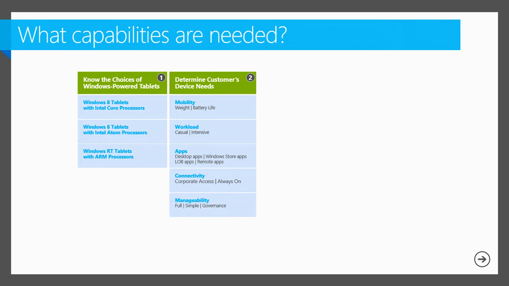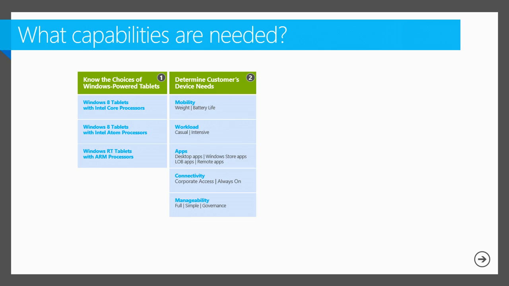From a workload perspective, do you want to be able to run just casual applications? Do you just use email and web browsing or lighter weight applications? Or do you need to open up the multi-megabyte, thousands of row spreadsheet, larger databases? Do you need that type of processing horsepower to do more intensive work? From an application perspective, do you need to be able to run more desktop applications?